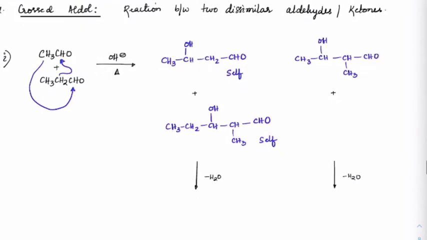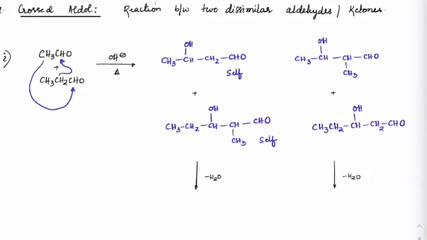Next one, I'm talking about this attack now, this attack forming on this carbon. So what do we get here? We'll get CH3, CH2, CHOH with CH2 and CHO. This is what we have.